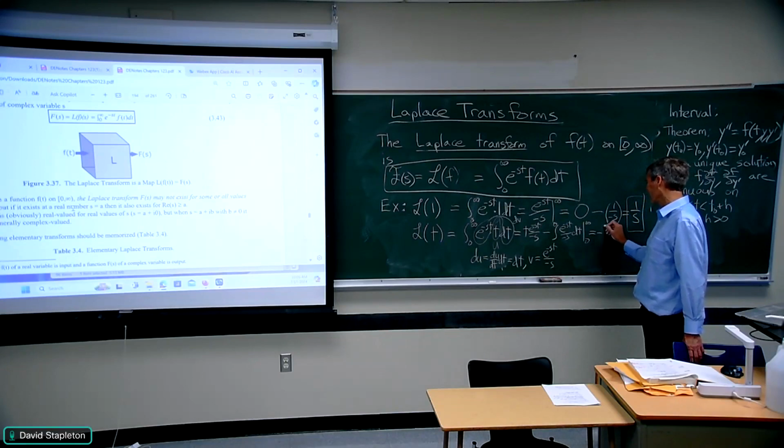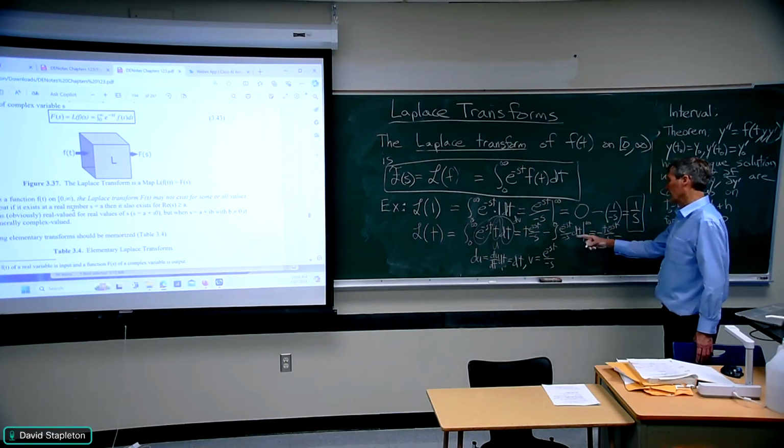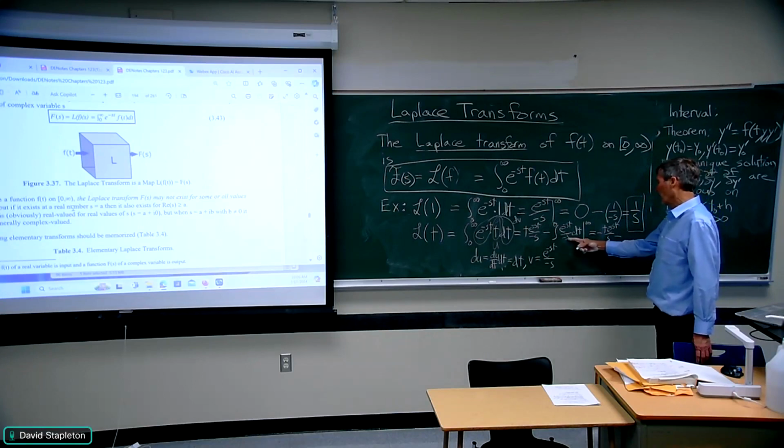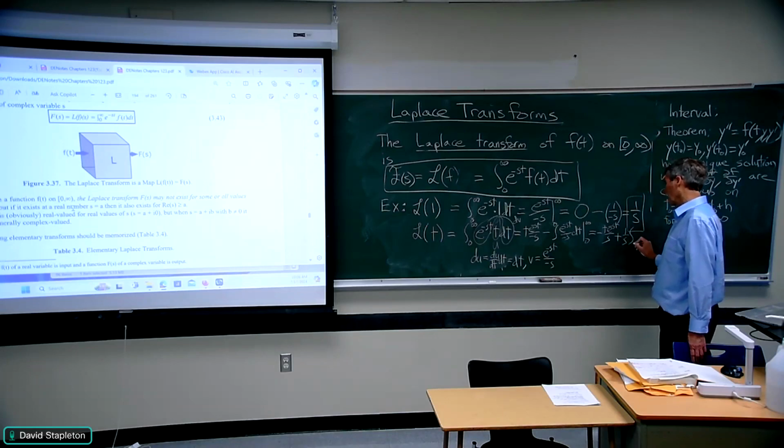So this is minus t times e to the minus st over s for the first one. Minus, what's this integral? The minus 1 over s comes out, so you can put this as plus 1 over s. The integral of e to the minus st is then e to the minus st over minus s. And all this goes from 0 to infinity.